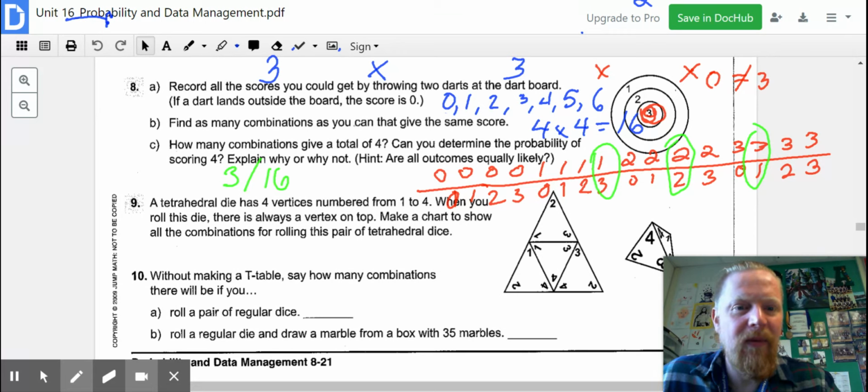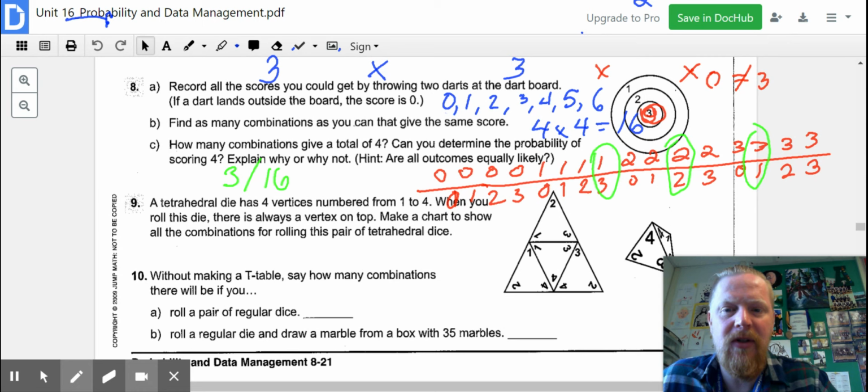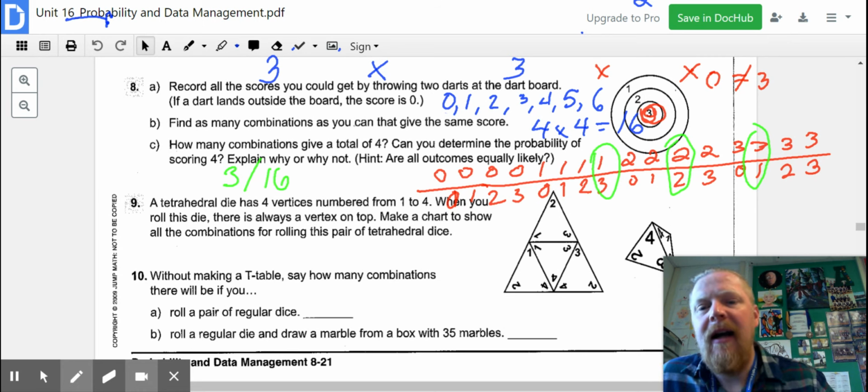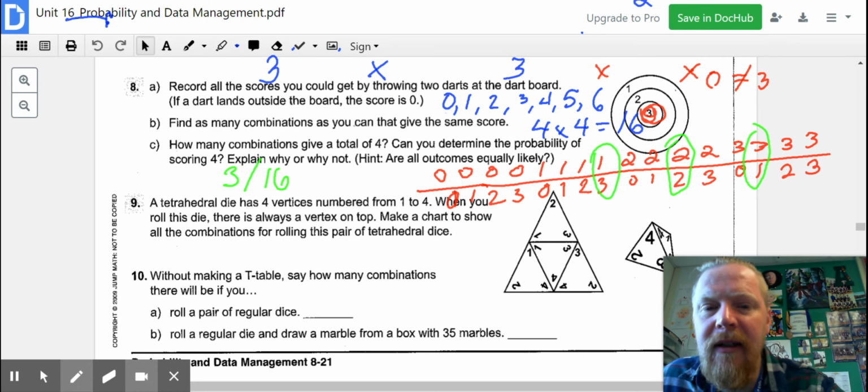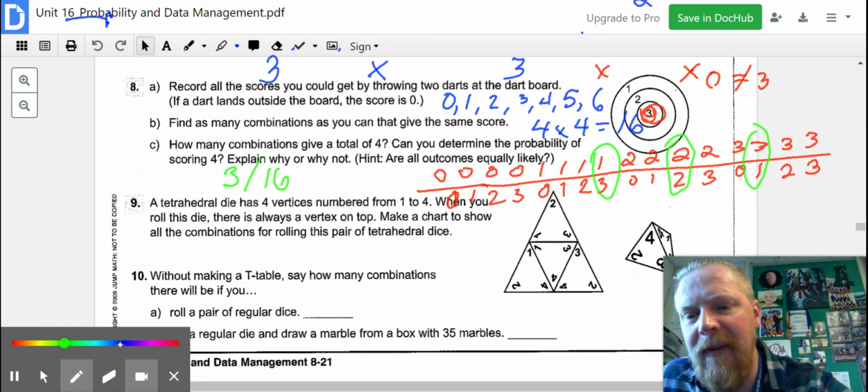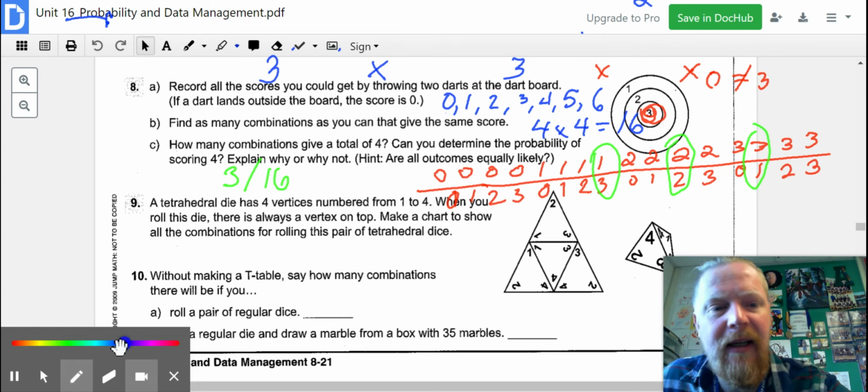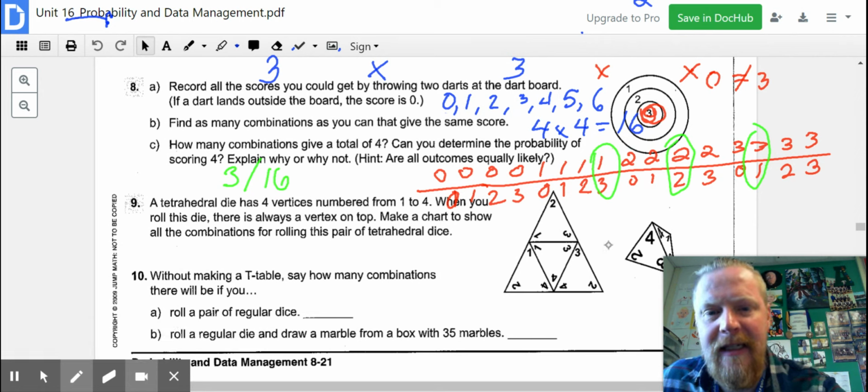Now, with a tetrahedral die, only one of the 4 options can come up on top. Okay, so it says make a chart to show all the combinations. Well, all the combinations are simply going to be anything between 1 and 4 on the first die and 1 and 4 on the second die. It's basically going to be a chart that looks very similar to the chart in the previous question.